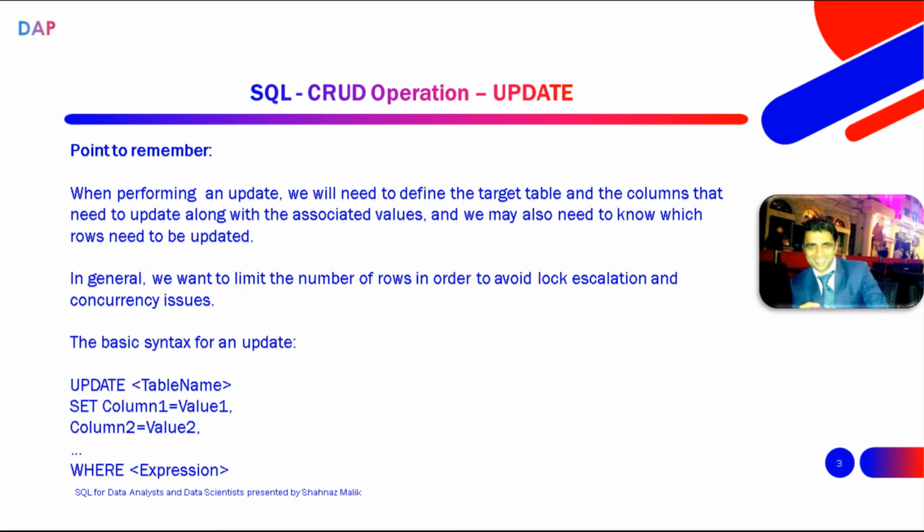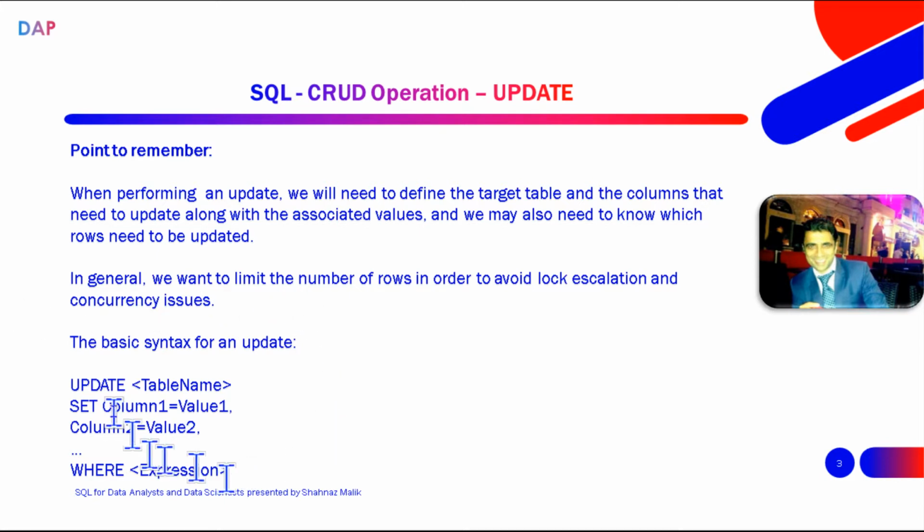And a point to remember: when performing an update, we will need to define the target table and the columns that need to be updated along with the associated values, and we may also need to know which rows need to be updated. In general, we want to limit the number of rows in order to avoid log escalation and concurrency issues. So remember this point. This is an extremely important point to remember.